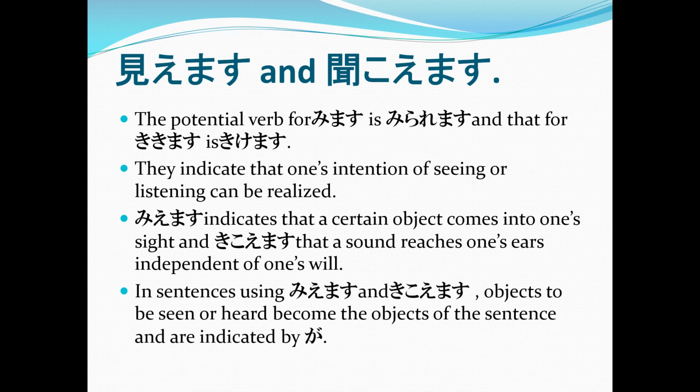So in sentences using miemasu and kikoemasu, objects to be seen or heard become the objects of the sentences, indicated by ga. Again, regardless of your will to see or hear something, we saw and heard it. That's why we use miemasu and kikoemasu. And the particle to use for this one is ga. So, let's take a look at our examples.